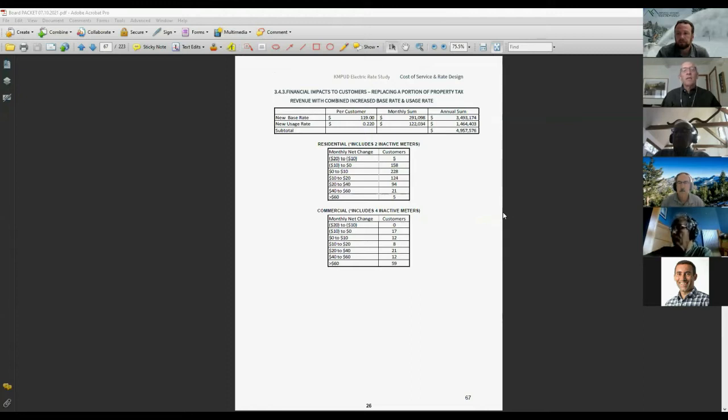Okay, just to be clear, the rate structure right now is a base rate of 119 and a usage rate of 22 cents per kilowatt hour. Correct. Okay. Now, having that quick overview, I'd like to ask board members, are there any changes to the ordinance as drafted that you would like to propose today?